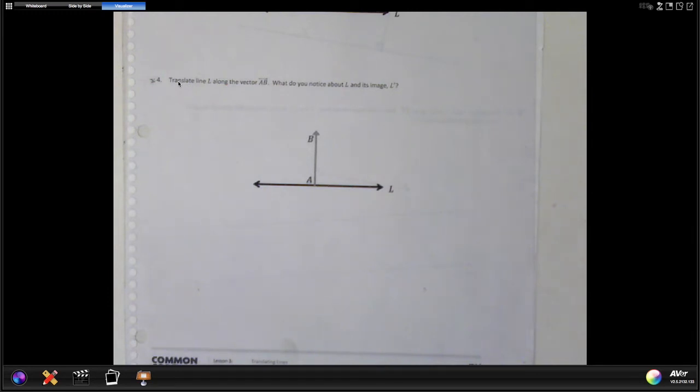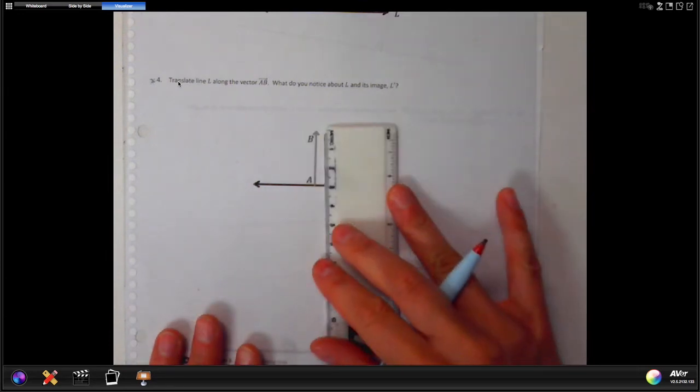Okay, so now we're getting into this. What do we know about translating along the vector? What's the first thing that needs to happen? Elijah? Measure it. Measure it. Go ahead. Let's go. Measure the vector.